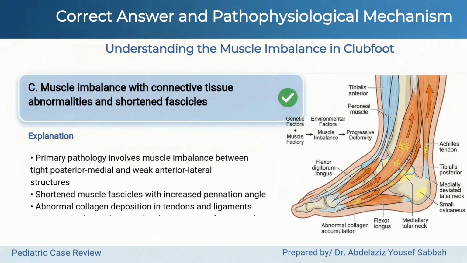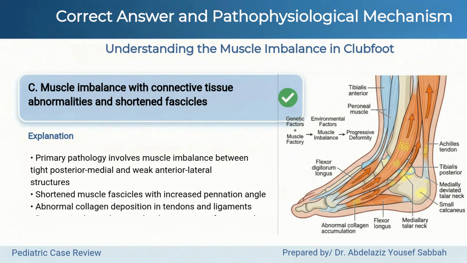Four key pathological findings define this mechanism. First, shortened muscle fascicles with an increased pennation angle are found in posterior compartment muscles. Second, abnormal collagen deposition occurs in tendons and ligaments, increasing stiffness. Third, the bony changes, including medial talar neck deviation and calcaneal varus, develop secondary to the soft tissue forces and progress over time if untreated. Fourth, genetic factors and environmental factors combine to drive muscle imbalance and progressive deformity.